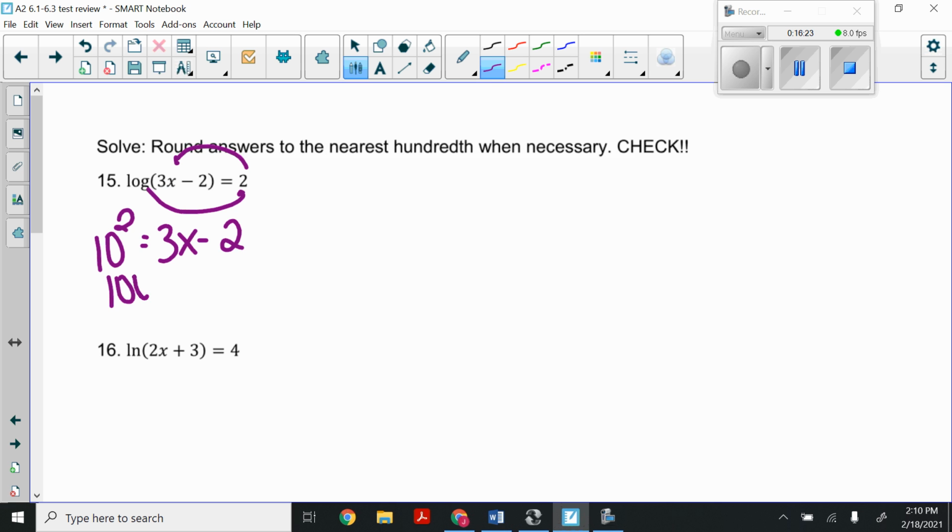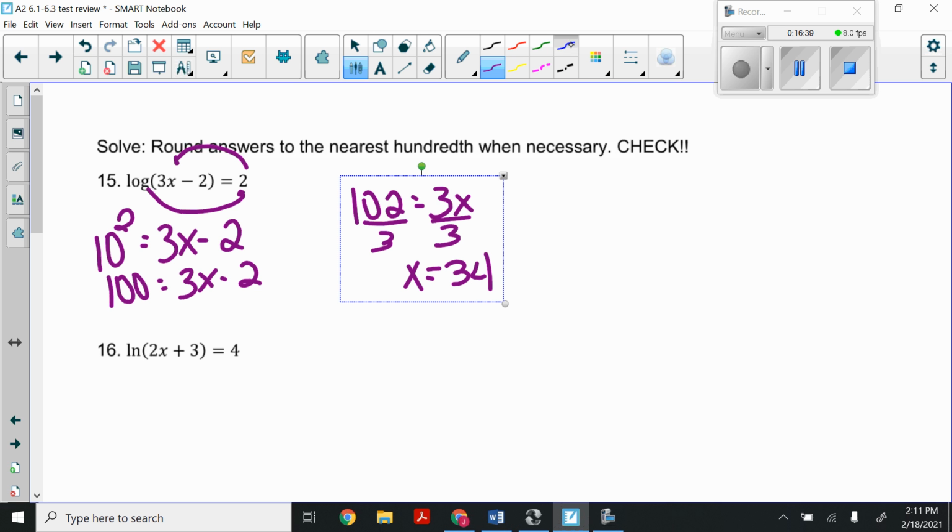10 squared, that's 100. What's 3x minus 2? Add 2 to both sides, so I have 102 equals 3x, and divide by 3, so I get x is equal to 34. But before I circle that, say yes, that's my answer, I need to check it.